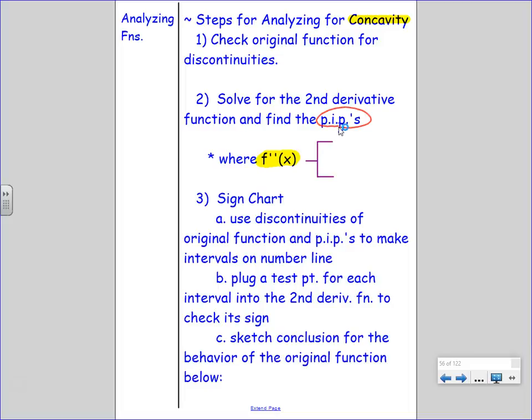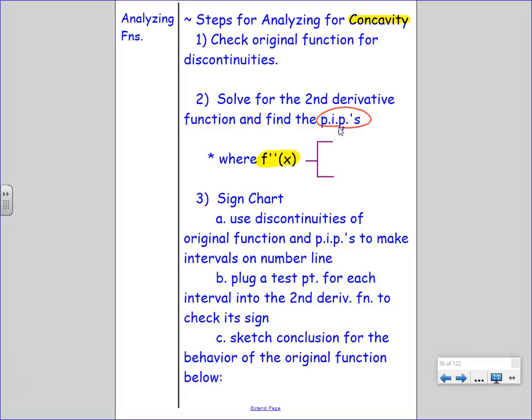Okay, so solving for the second derivative function and find the PIPs. The possible inflection points. Oh! PIPs. Possible inflection points. Now, does possible mean actual? No. Possible means maybe. But that's okay. We'll figure out what it takes to be an actual inflection point soon enough. PIPs are the pitchfork of the second derivative.